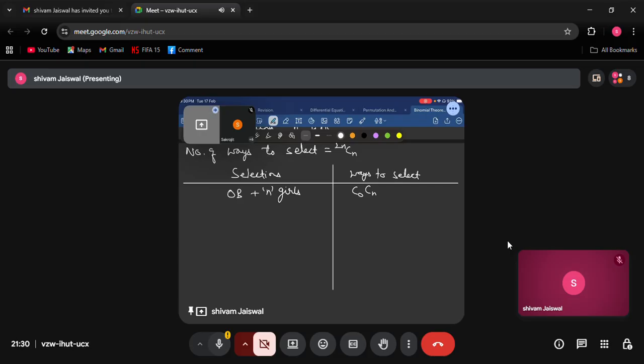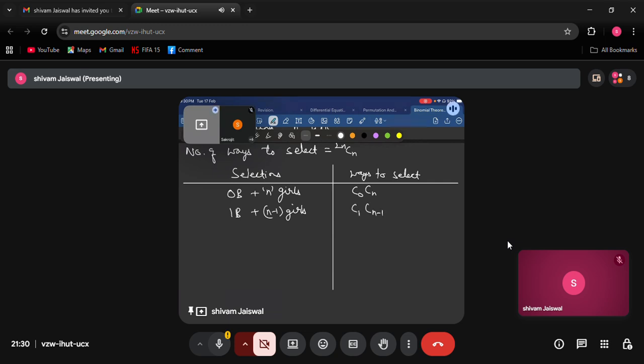You'll select 0 boys and all the girls, which can be done in C0 into Cn ways. Next, it can happen that you have selected 1 boy and n minus 1 girls. In how many ways can we do it? C1 into Cn minus 1.